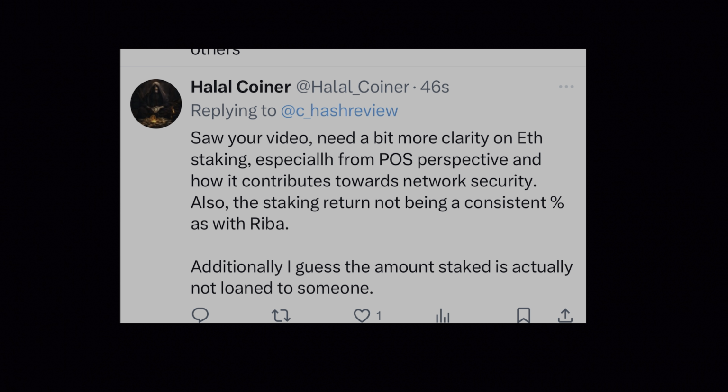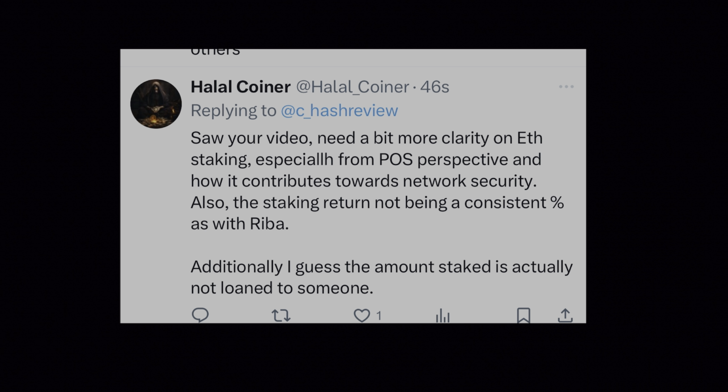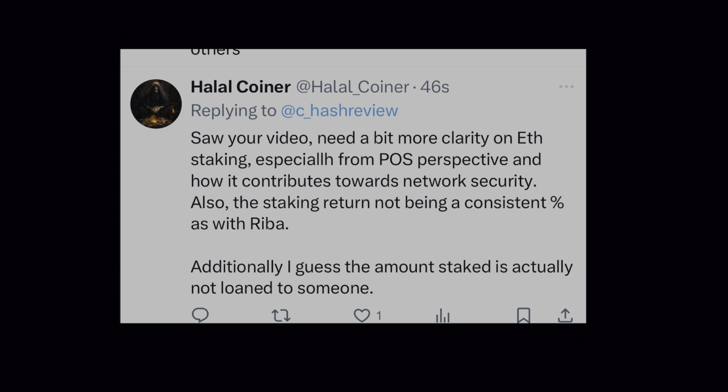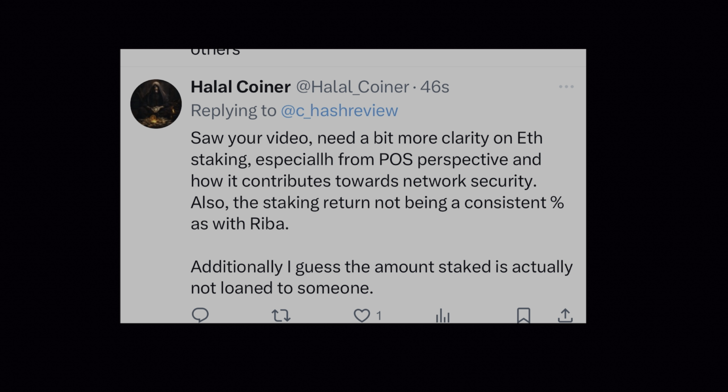Okay, here's the clarity. Especially from a proof of stake perspective, which is what the topic was about, and how it contributes towards network security. That's the narrative. Also, staking return not being a consistent percentage as a riba, that's the claim. Additionally, I guess the amount staked is actually not loaned to someone. Another point. Okay, let's continue.